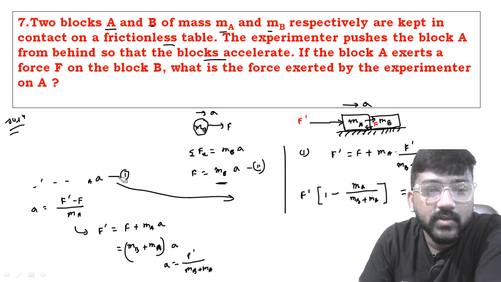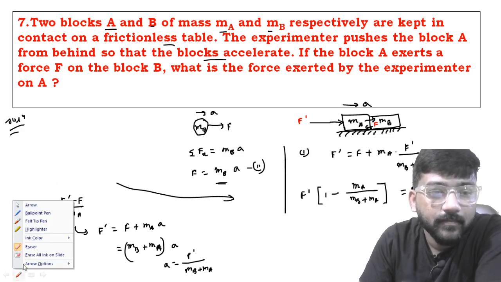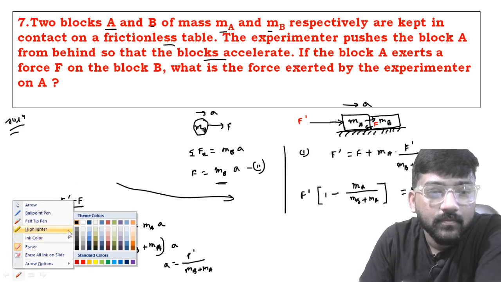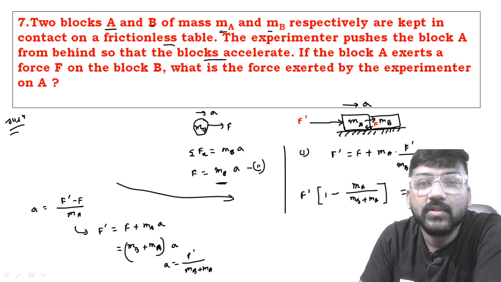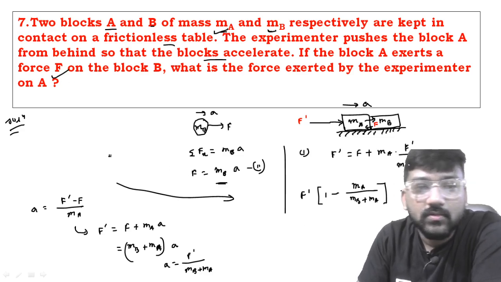You have to set this equation, then you can solve easily. Okay, the solution is the main thing here, because you have to express this f dash in terms of f, ma and mb, because in the question you can see it is given just ma, mb and f. Okay, so what will be f dash here?